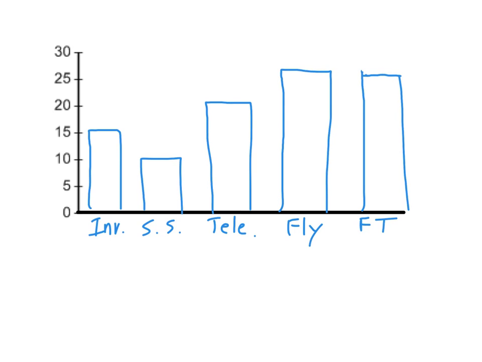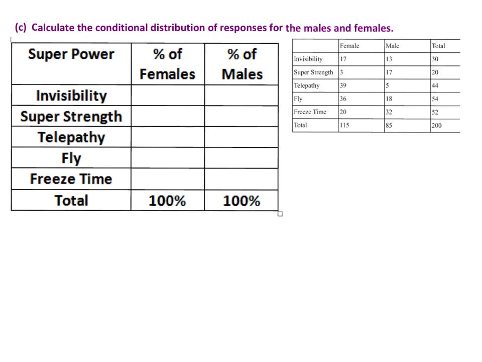Telepathy and invisibility were fairly close, but notice here, just one bar graph doesn't break down the conditions of gender at all. So let's go ahead and do that. Let's make a conditional distribution. All right. By the way, if you ever see in your homework the reference to a two-way table, this is a two-way table. It's got totals on the right and it's got totals on the bottom.